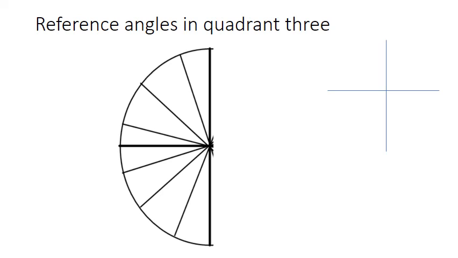If we follow the same reasoning here, we'll notice that our reference angle here needs to be 30 degrees. So that means that this is going to be 210. Our reference angle here needs to be 45 degrees. So if we add that to 180, that's going to be 225. Our reference angle here needs to be 60 degrees. So if we add that to 180, that gives us 240.